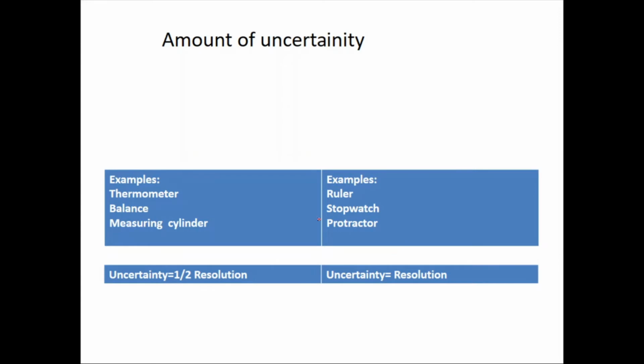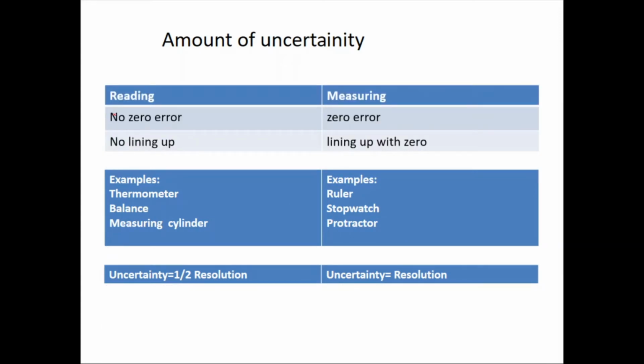So let's look at the amount of uncertainty. When you are reading, there is no zero error. If your device just helps you to read, you don't have zero error. You don't need to line up your instrument with the beginning. For example, in reading the thermometer, in reading a balance, in reading a measuring cylinder, you don't need to align the 0 point. That's why in reading an instrument, for example these instruments, there is no zero error here.